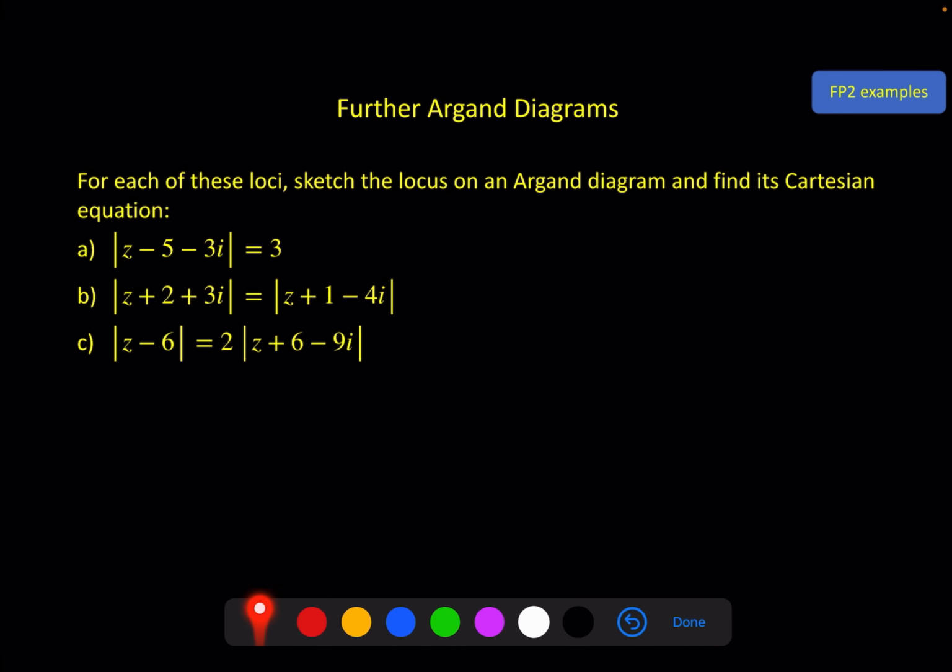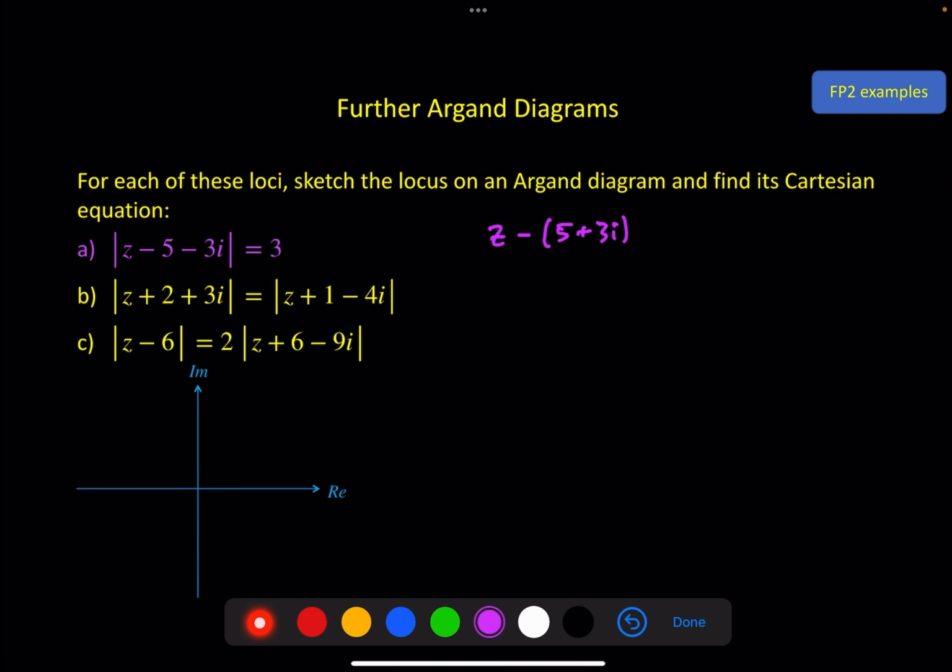So for part A, we've got one fairly straightforward. This is in the form modulus of z minus 5 plus 3i is equal to 3. So our complex number point is 5 on the real axis, 3 on the imaginary axis, here it is. And the radius of the circle is a 3, so it's going to come down and touch the real axis like this.